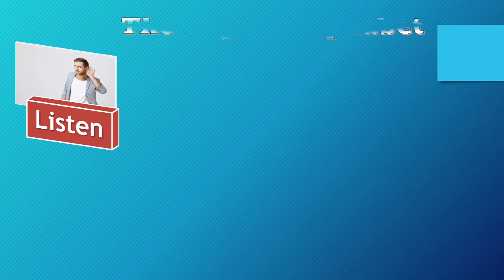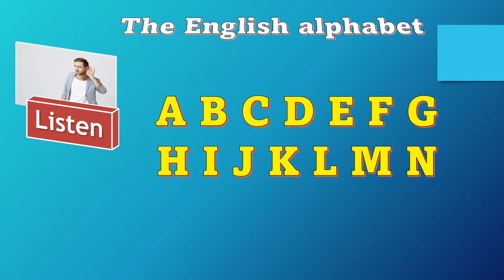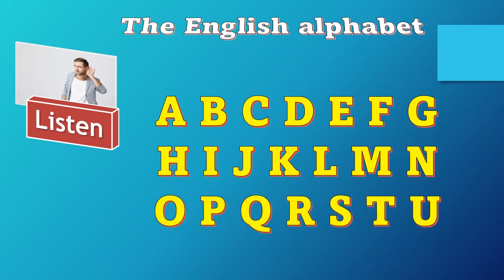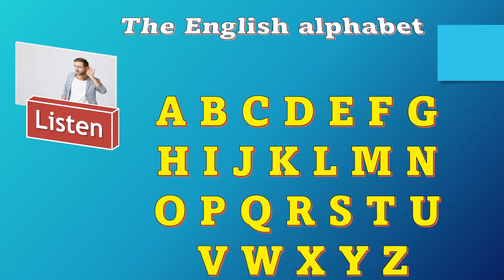Now, listen to the English alphabet. A, B, C, D, E, F, G, H, I, J, K, L, M, N, O, P, Q, R, S, T, U, V, W, X, Y, Z.